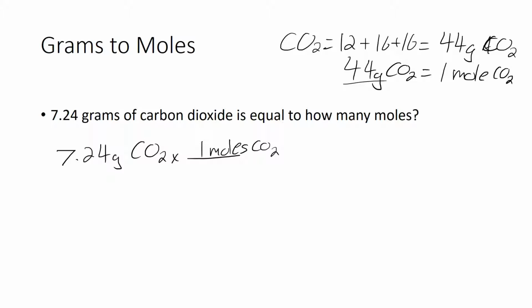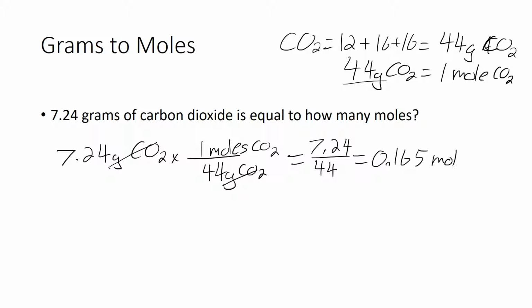So for every 1 mole of CO2, we have 44 grams of CO2. When you set it up like this, the great thing about it is that you can see how grams cancel out, and your new unit is going to be in moles. The math is very simple, but setting it up this way lets you see that after I do the numbers, I'm going to have the units of moles of CO2. This will be more helpful in a second.